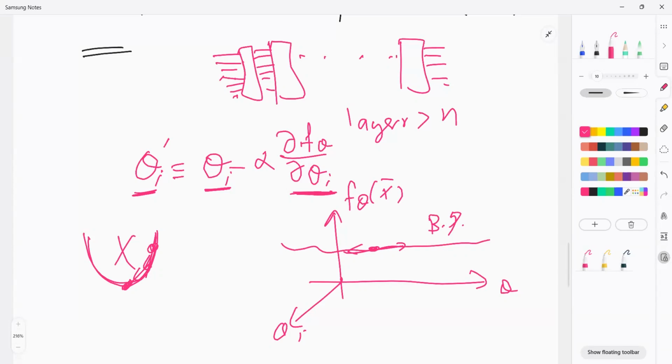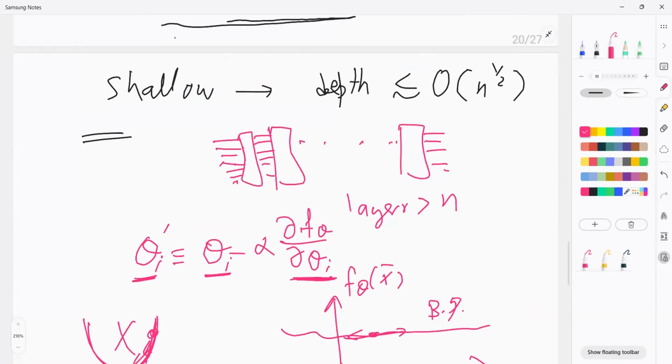And we can avoid this barren plateau if the circuit is not deep. It's a shallow circuit, which means that its depth should be less than of the order of the square root of the number of qubits.